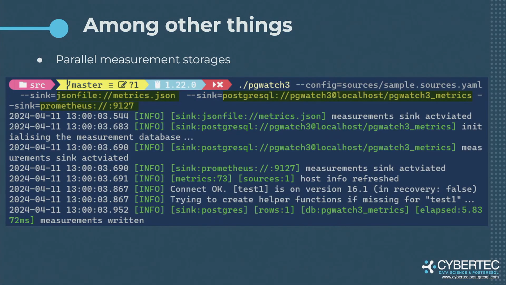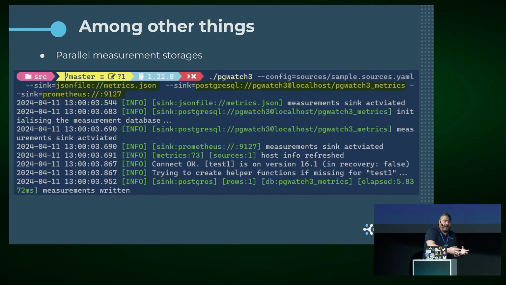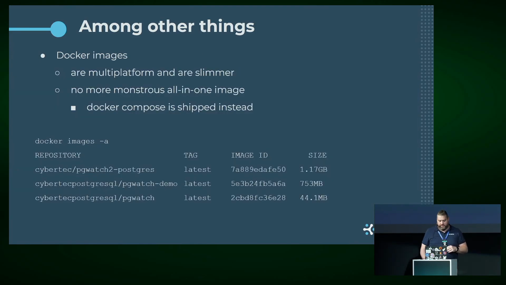Another cool thing is the parallel syncs. If you want the best of both worlds, you may send your measurements to Postgres, or for alerting purposes send the same measurements to Prometheus, or for the same reason save them to local files to look at later, or you have different sets of metrics. One is for management, another for DBAs, right? You can have those. So one goes to one instance, another goes to another.